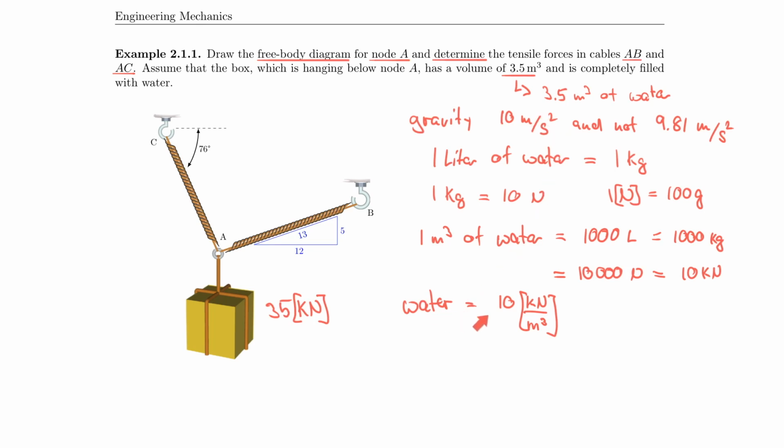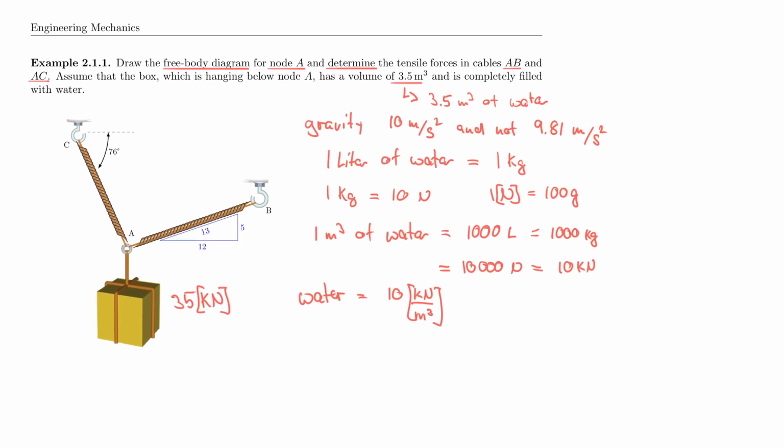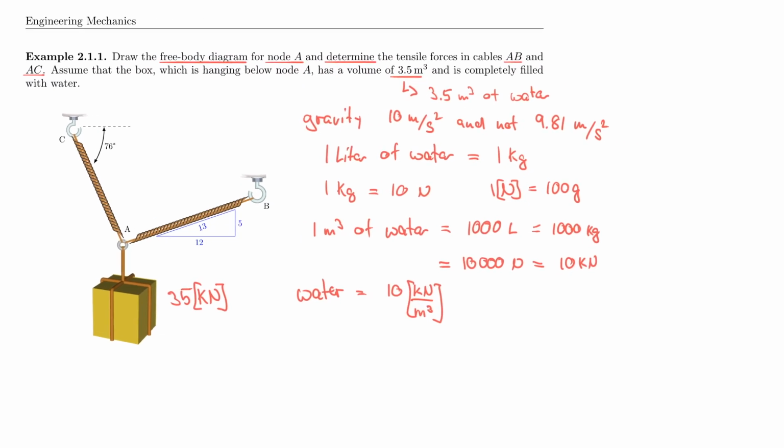I encourage you to think about this also in the imperial system. Of course, in the SI system, 10 kilonewton per cubic meter, that's a very easy number and is very useful. And you will see many problems like this in this class that relate to water. So please also understand how this works in the imperial system. And maybe just for your notes, I can tell you that water in the imperial system is what?